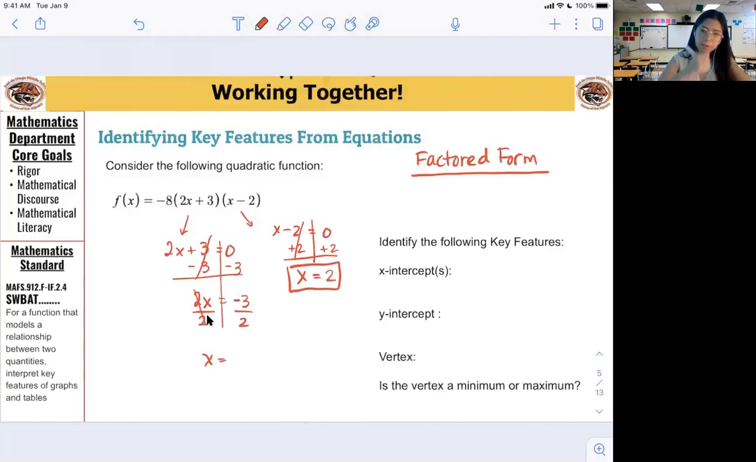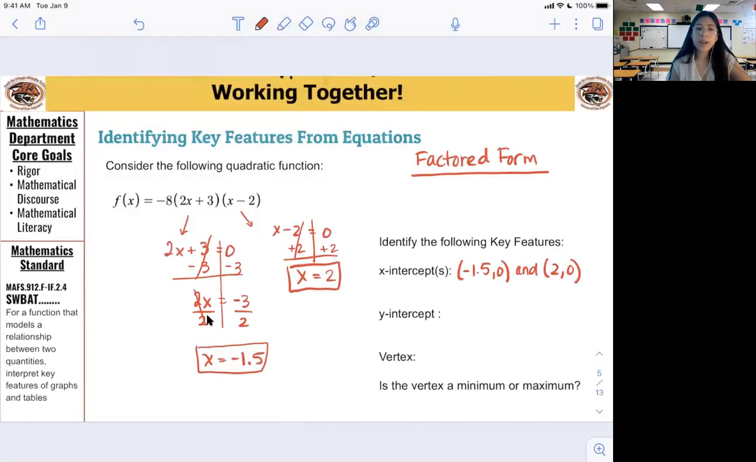Negative 3 over 2, what is that as a decimal? Negative 1.5. Good. And those are my what? Zeros, my x-intercepts, exactly. So I can already fill that in. So I know I have negative 1.5 comma 0 and 2 comma 0.